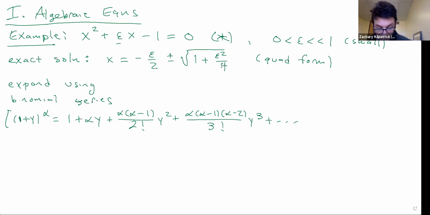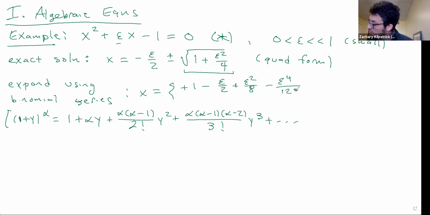So if we expand this square root term using a binomial series, and account for all appropriate combinations, we end up with x is either equal to plus 1 minus epsilon over 2 plus epsilon squared over 8 minus epsilon to the 4th over 128 and so on, or we have minus 1 minus epsilon over 2 plus epsilon squared over 8 minus epsilon to the 4th over 128, plus, and so on.